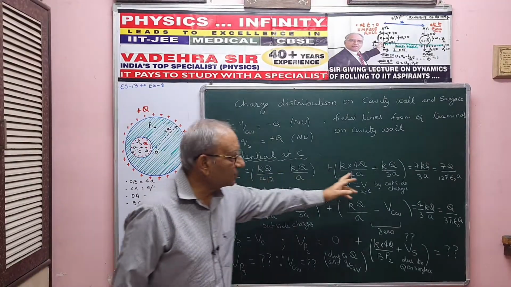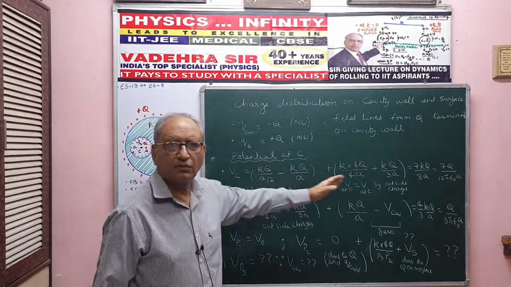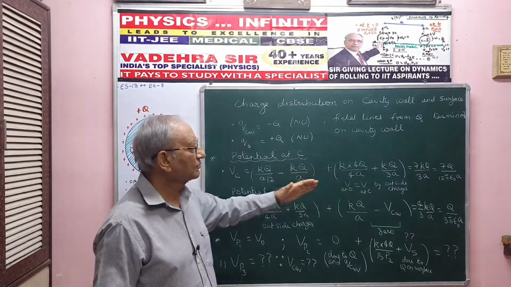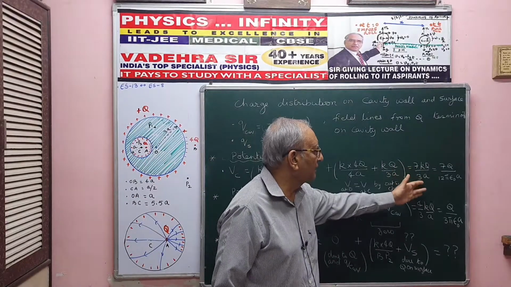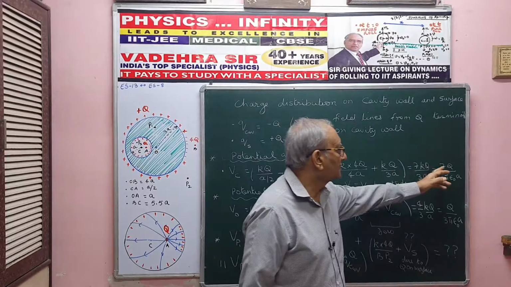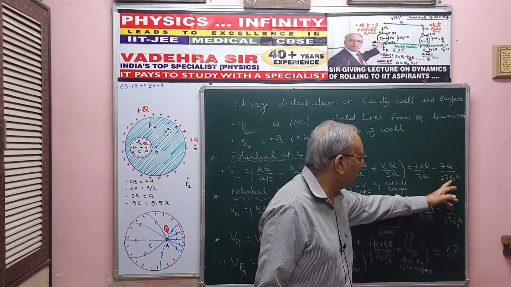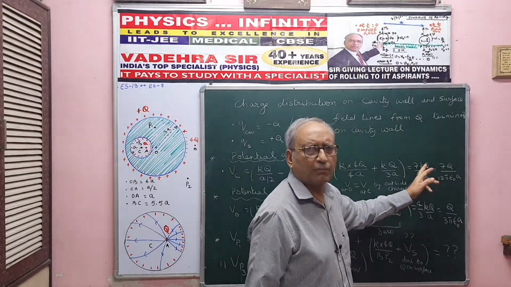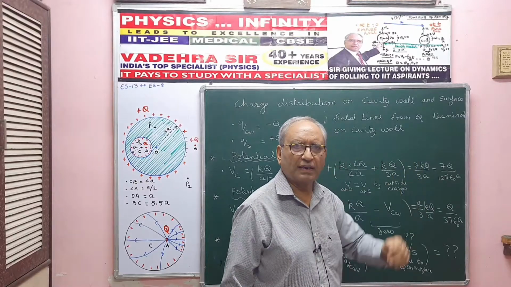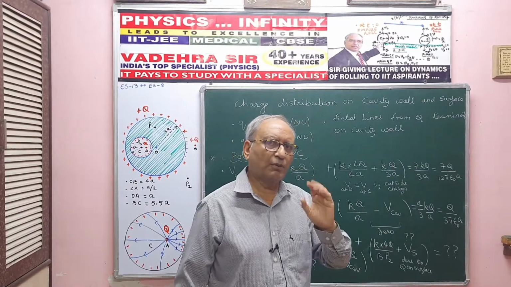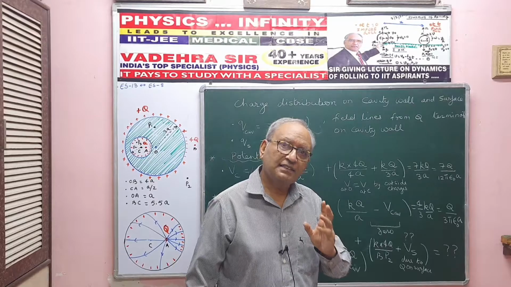So I do all these calculations, very simple. It's a simple scalar addition. I get 7KQ by 3A, or 7Q upon 12 pi epsilon naught A. I have broken K as 1 by 4 pi epsilon naught. So we have obtained the potential at C.